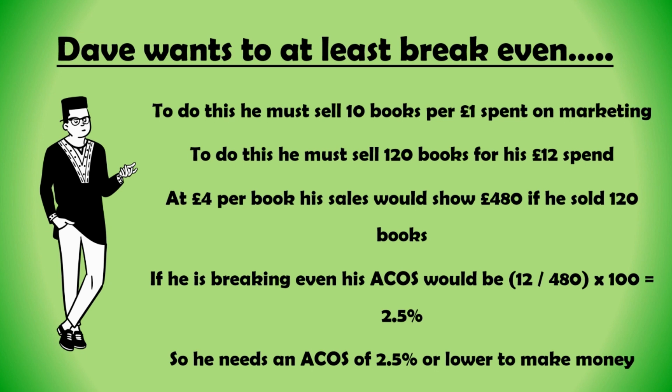In order to do that, he needs to sell 10 books for every pound that he spends on marketing. That means for his £12 spend, he needs to sell 120 books. So if he's selling 120 books at £4 each, his sales would show £480. If he's breaking even, that means his ACOS would be 12, which is his spend, divided by 480, which is his sales, times by 100. So his break even ACOS would be 2.5%. So he can have an ACOS of 2.5% or lower to make some money.